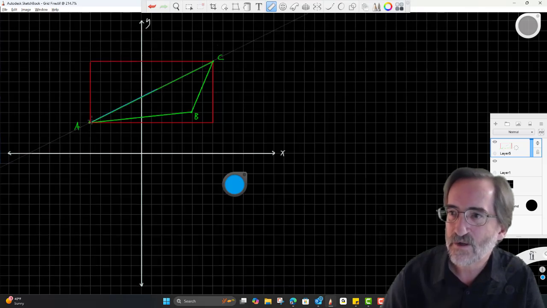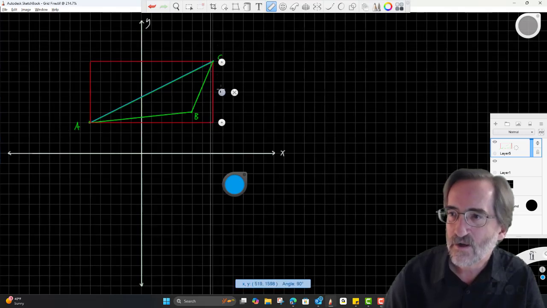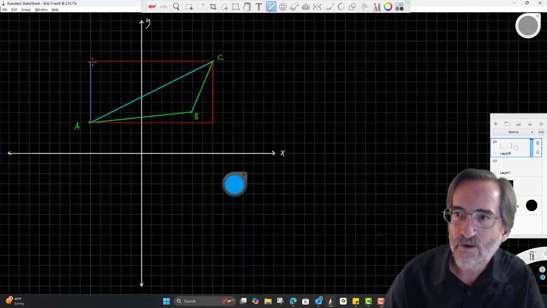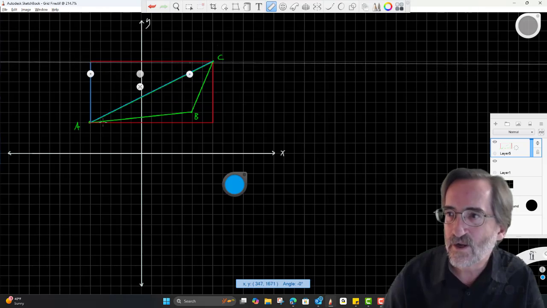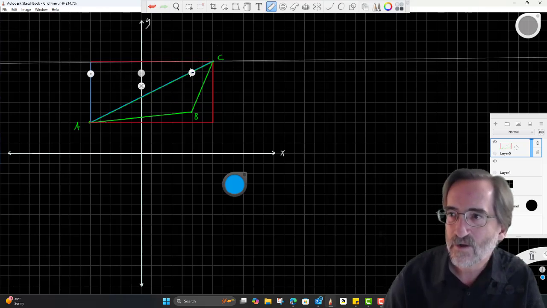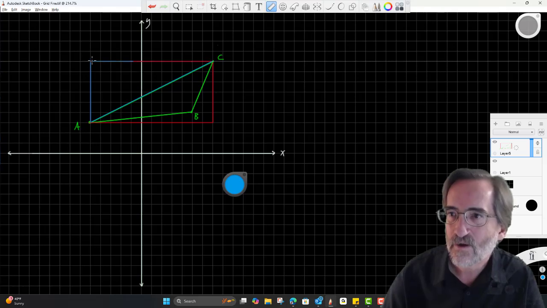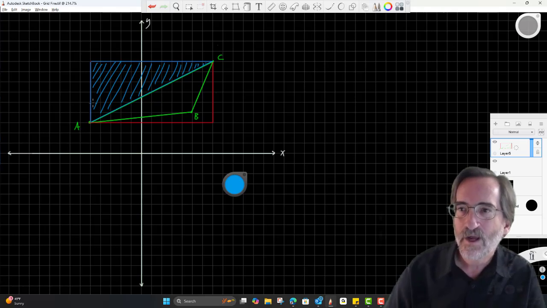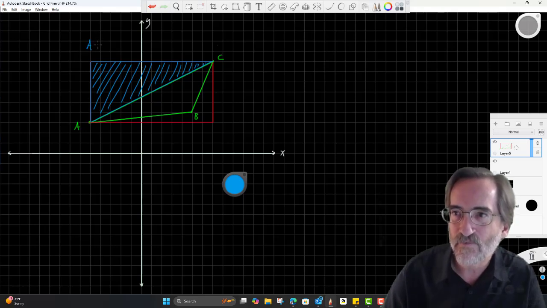And I should probably label the corners of the rectangle. Okay. Right here is a triangle. Okay. And we'll use hatch lines to indicate this area. Okay, and we can figure out the area of that triangle.